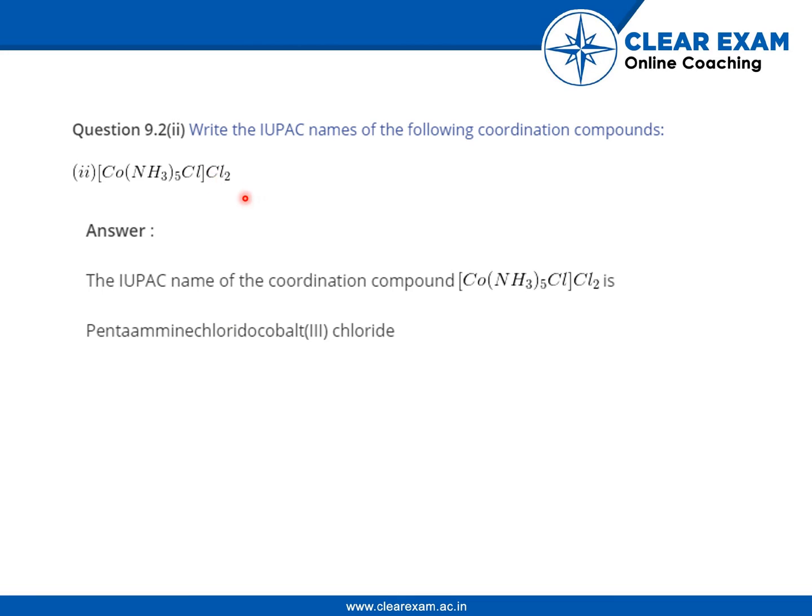Cobalt, again we will check the charge. 3 Cl are present in total, so +3 charge, and then chloride.